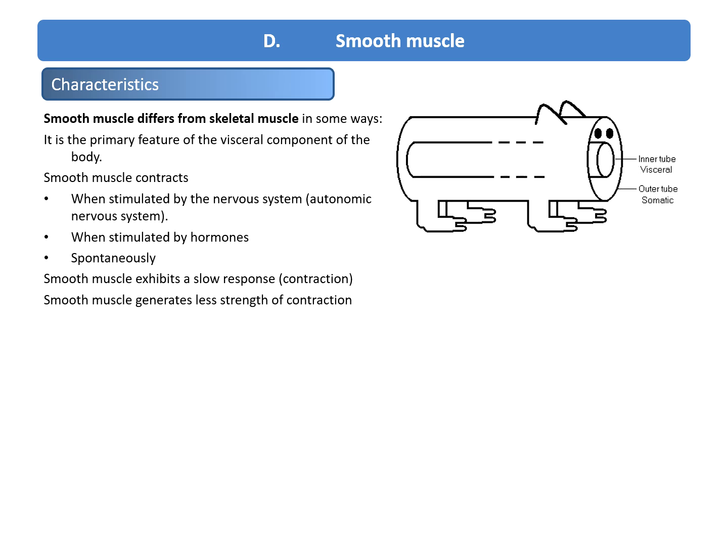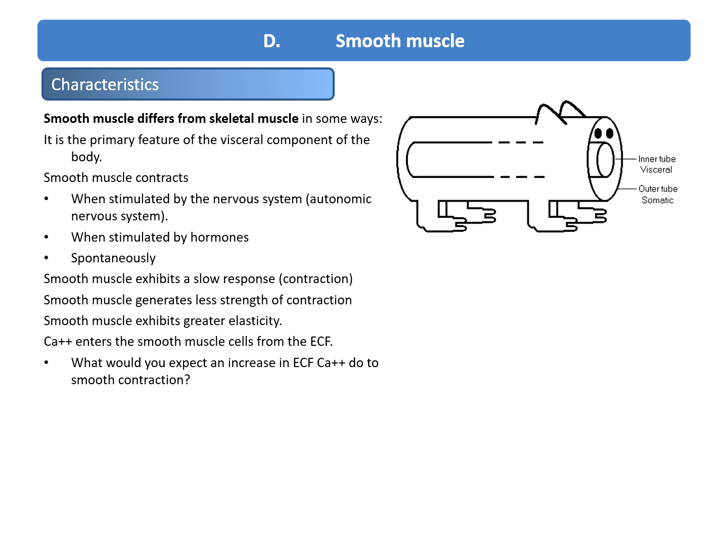It generates less strength of contraction. Smooth muscle exhibits greater elasticity. It's very stretchable. Calcium enters the smooth muscle cells from the extracellular fluid. What would you expect an increase in extracellular calcium to do to smooth muscle contraction? Increase it. Thin filaments attach to dense bodies. They function like the Z-lines in skeletal muscle.